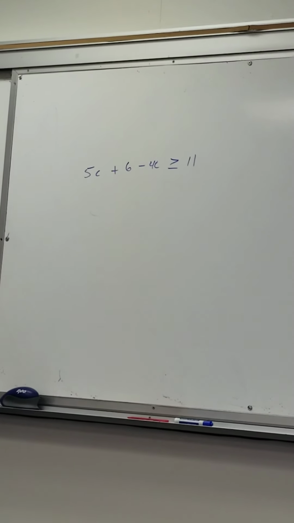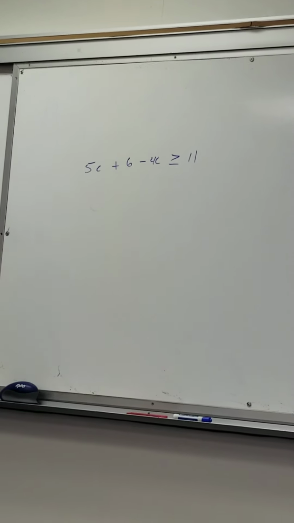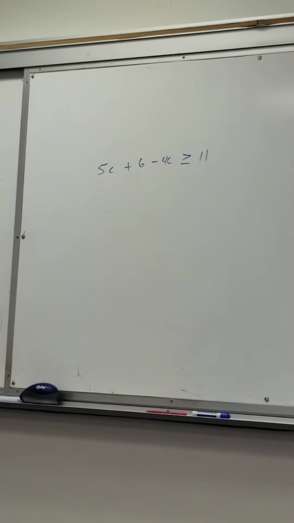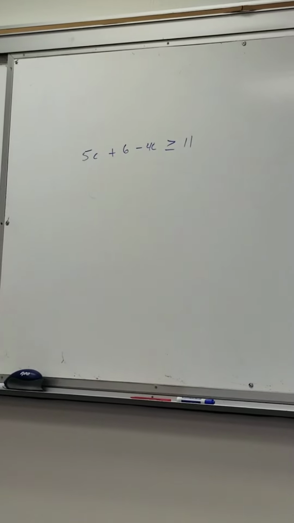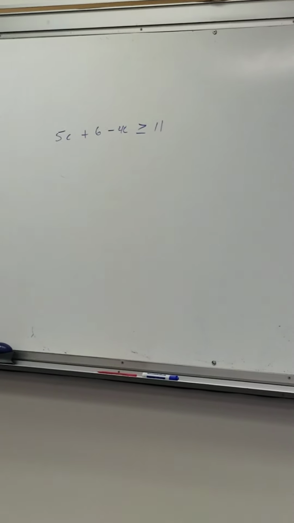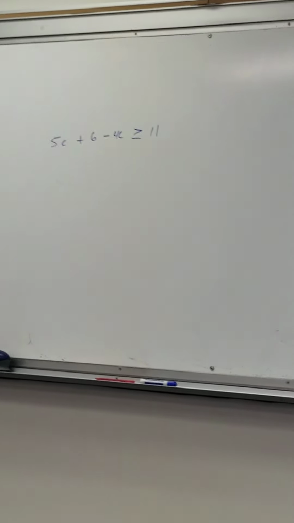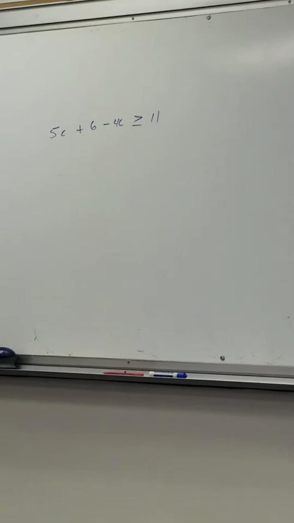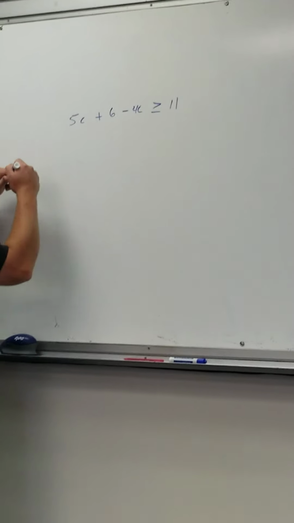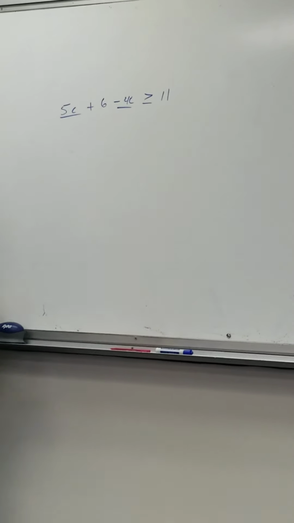Okay, how would I solve this? Let's start with Griffin. Griffin, how would I solve this? What should I do first? 5 minus 4. Very good. How come? What did he concentrate on? Like terms and the variables, right? He concentrated on the like terms and the variables. He noticed that both C's were on the same what?